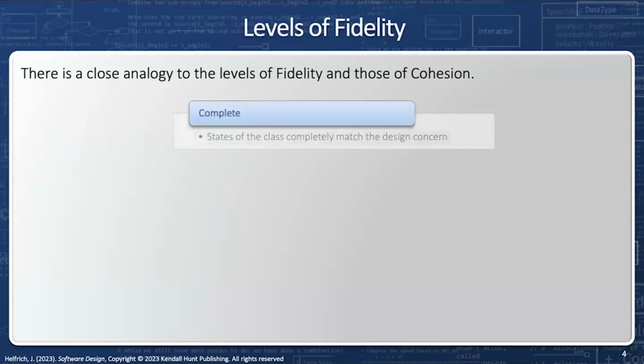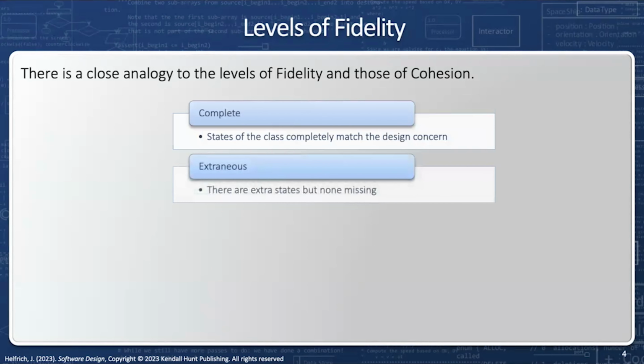So we'll start with complete fidelity. The states of the class completely match the design concern. And remember, the design concern is a noun. And then we have extraneous fidelity. There are some extra states, but nothing's missing. So our member variables are sufficient to capture the problem domain, but there's extra stuff that we don't need.